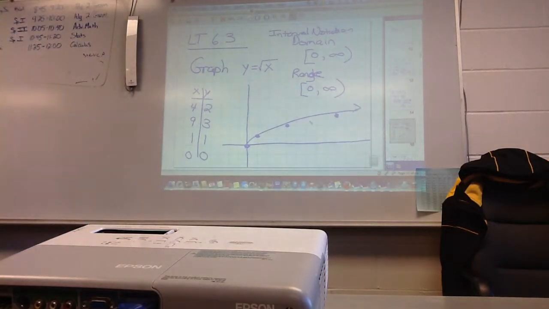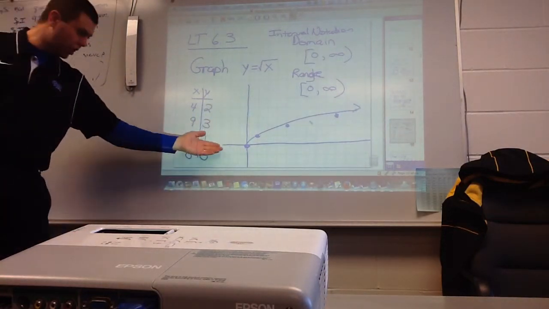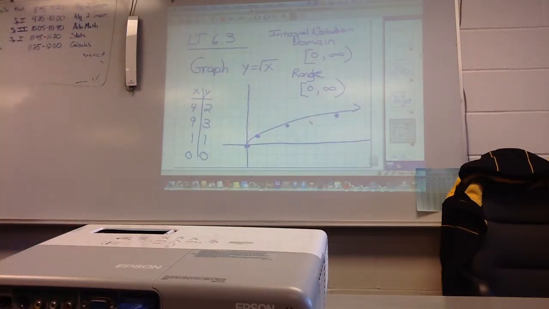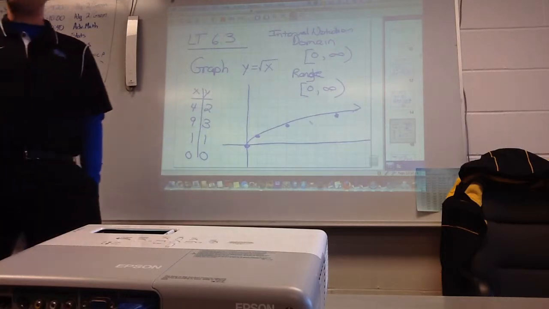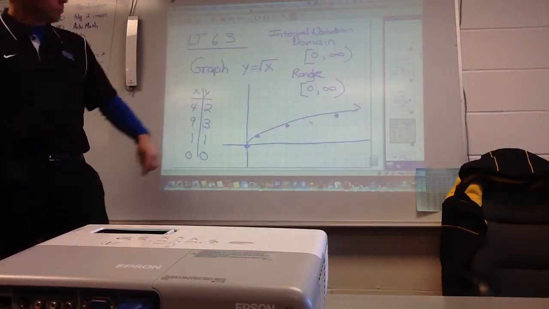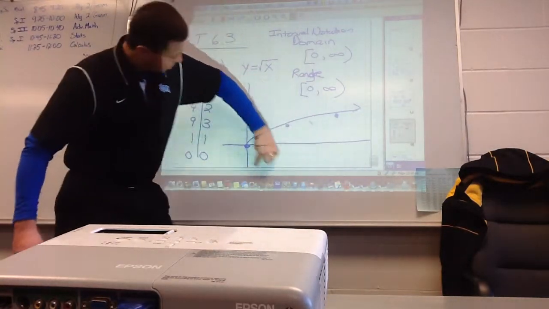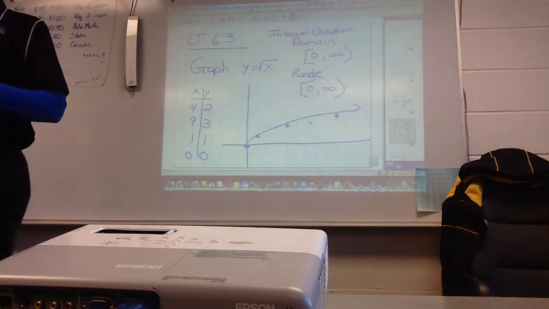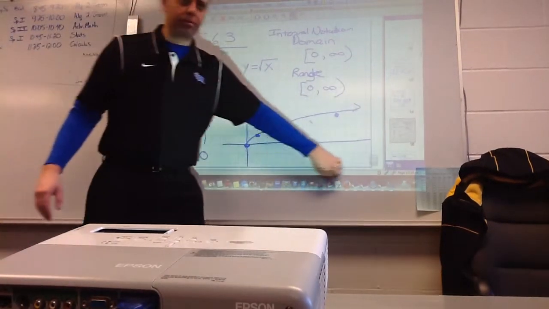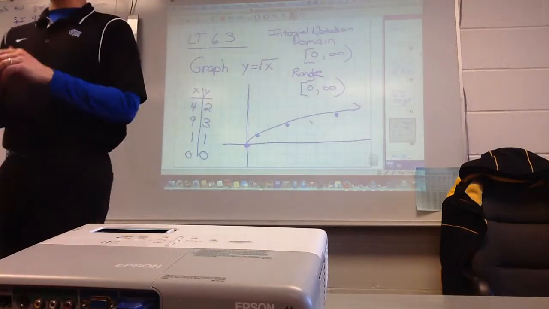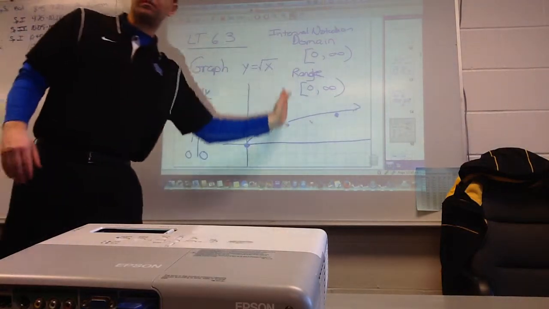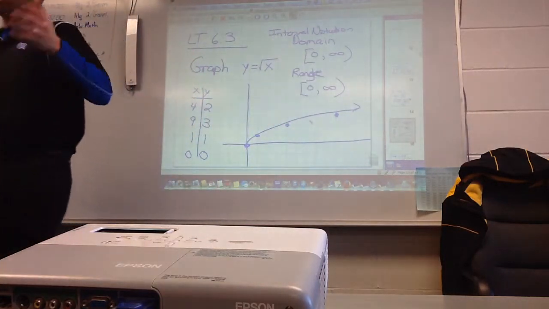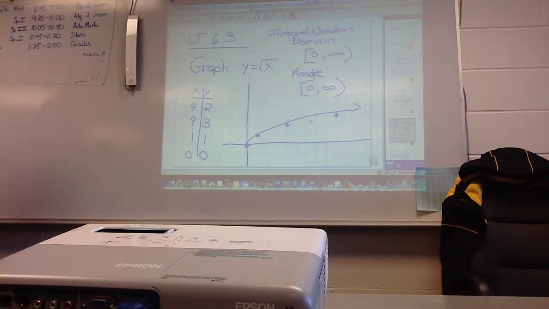Every square root function is basically going to have that general shape. I think of it as half of a sideways parabola. A sideways parabola would be a U like this, and this is half of that. The reason you won't have a full sideways parabola is because that officially will not be a function. It wouldn't pass the vertical line test. So it's just the top half of a sideways parabola in this case.